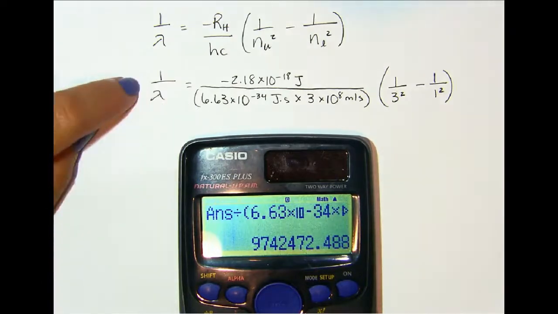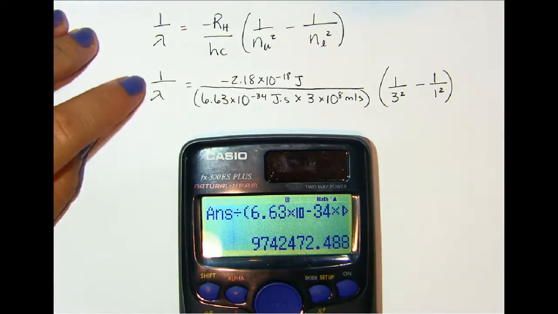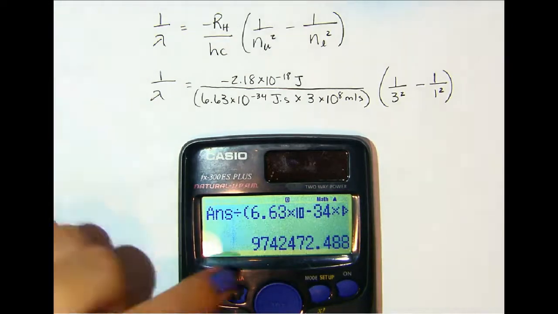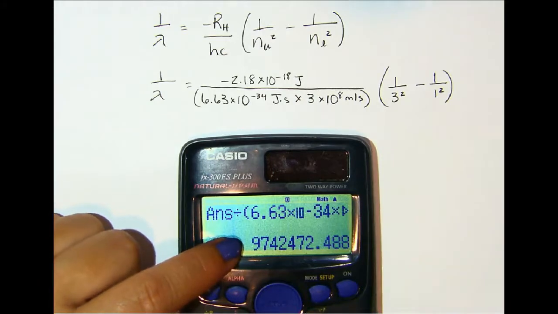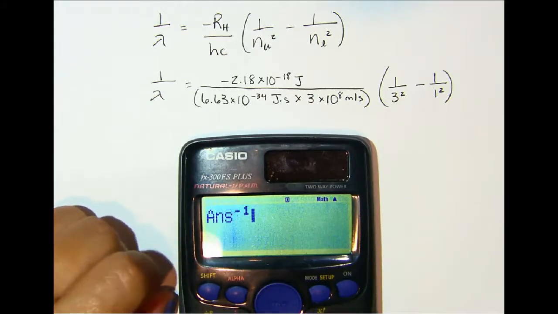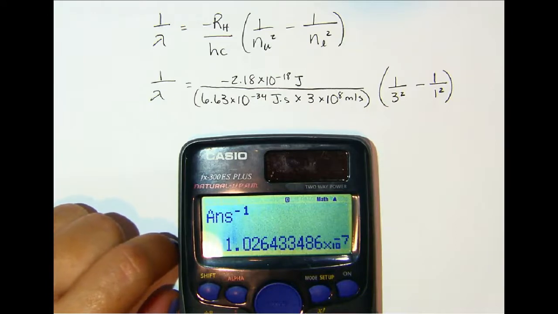However, this is not equal to the wavelength, it's equal to 1 over the wavelength. So in order to get this answer, I'm going to have to take the inverse of this value, which means I'll hit to the negative 1, and then hit equals, and that'll get me a value of 1.03 times 10 to the negative 7, and that's going to be meters.